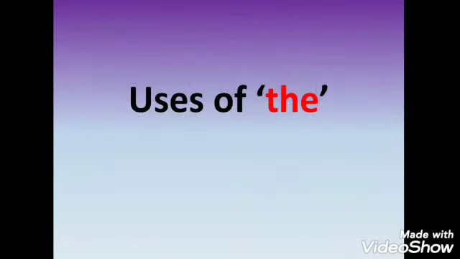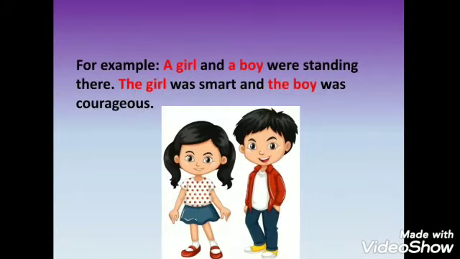Now let us learn the uses of THE. We will learn the uses of THE with the help of examples. The first example, this example was used earlier as well. A girl and a boy were standing there. The girl was smart and the boy was courageous. Here, in the first sentence, we are using A with the words girl and boy. In the second sentence, we are using THE with both the words girl and boy.